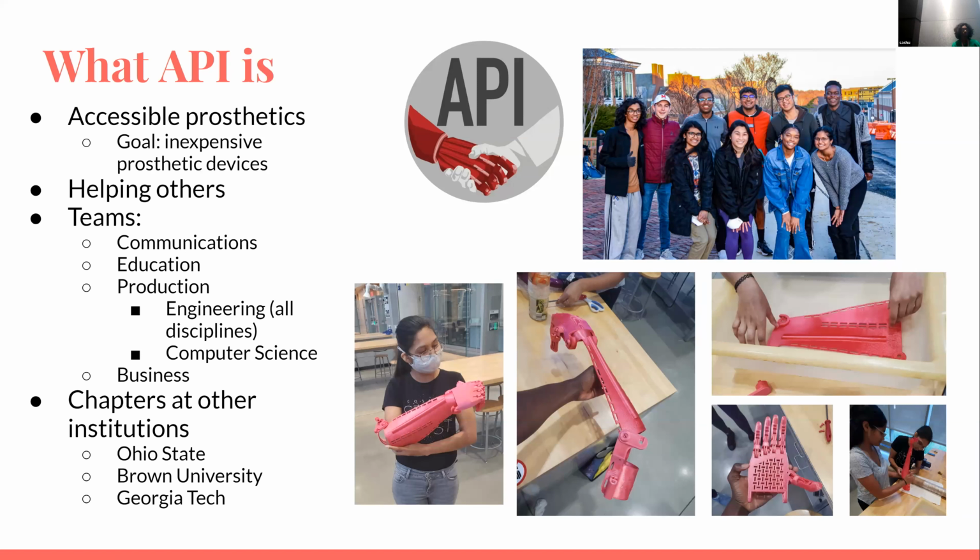API is actually a national organization. We're just the Maryland branch of it. There are branches at other institutions. Ohio State is where it was founded. There's Brown, there's Georgia Tech, and others that I forgot. Sorry, other colleges.